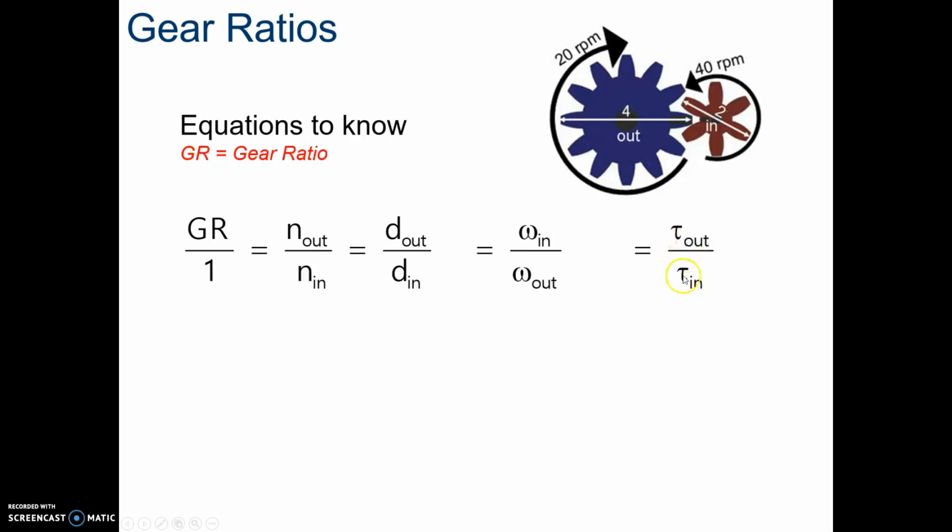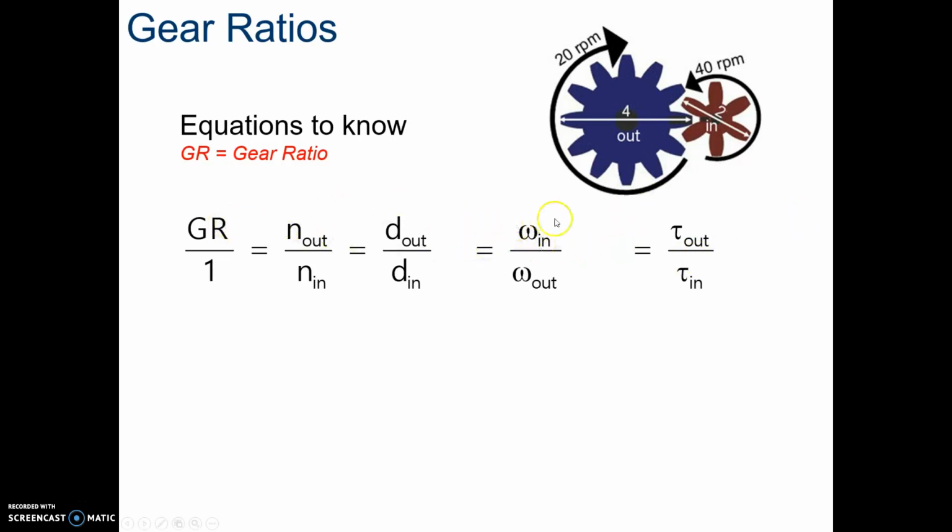So you have torque out over torque in, omega in over omega out, diameter out over diameter in, and the number of teeth out over number of teeth in. So the N and D did not change, but the omega and the tau did change from what we saw in the previous slide. Sometimes you'll see W's or omega, sometimes you'll see T's or taus. It just depends on what kind of font the people are using to either write the textbook or to write the test.